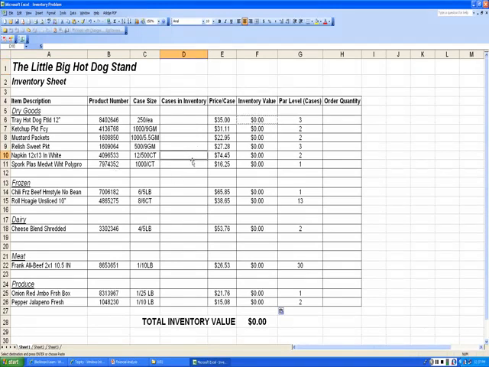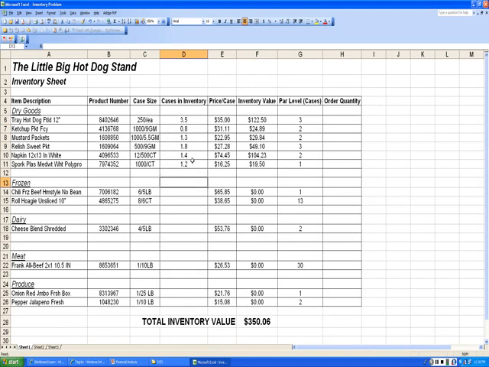So we start with napkins, and I see that we have 1.4 cases on hand. Then the next one is the sporks, and I have 1.2 cases on hand. Then the next one I see is the ketchup. So we'll say we have 0.8 on hand. Mustard, we have 1.3. Sweet relish, we have 1.8. And then hot dog trays, let's say we have 3.5. So I've got my dry storage done.